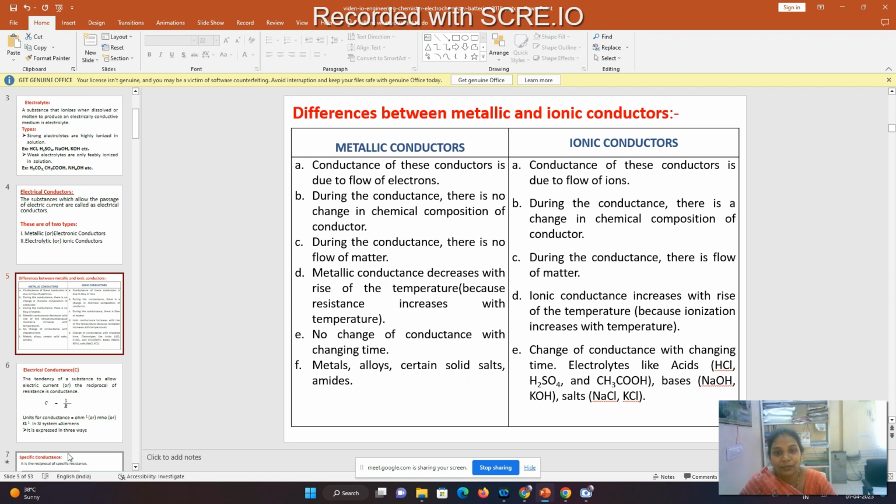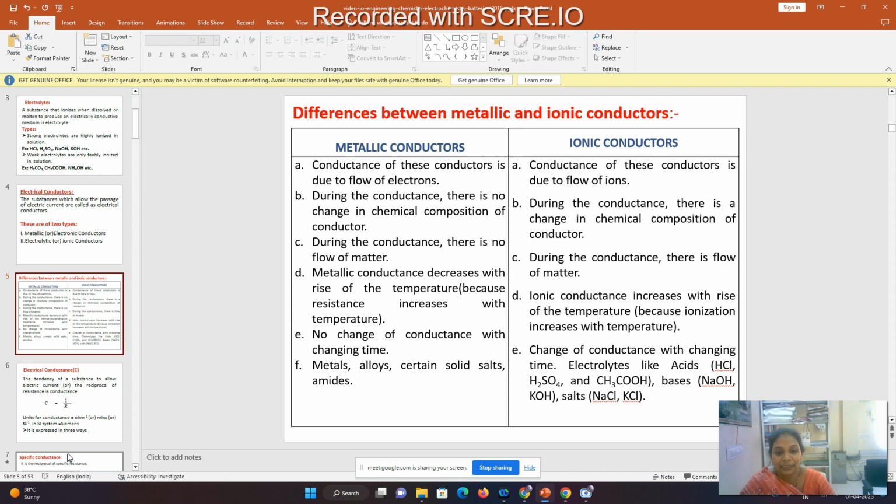In metallic conductors, during the conductance, there is no change in chemical composition of the conductor. In ionic conductors, during the conductance, there is a change in chemical composition of the conductor. In metallic conductors, there is no flow of matter. In ionic conductors, there is a flow of matter. In metallic conductors, conductance decreases with the rise in temperature. In ionic conductors, the conductance increases with increase in temperature. In metallic conductors, there is no change of conductance with change in time. But in ionic conductors, change of conductance with a change in time will happen.